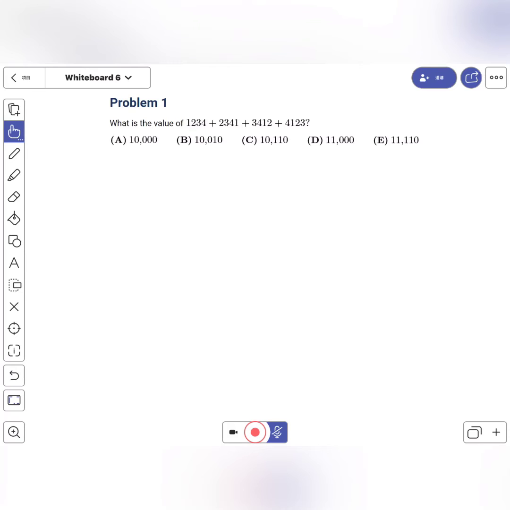Fall 2021 AMC 12B solutions. So let's get started with the first problem.